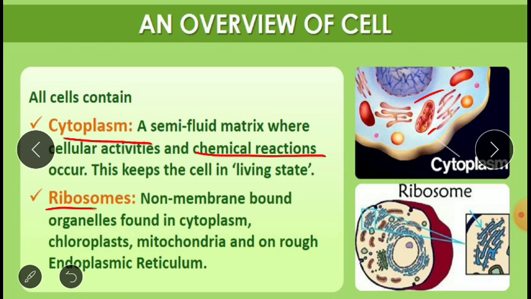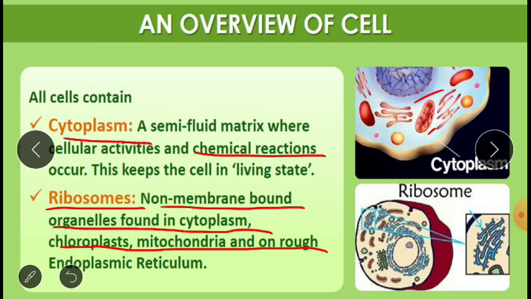Then come the ribosomes. Ribosomes are non-membrane bound organelles found in the cytoplasm. They don't have any external membrane over them, so they are known as non-membrane bound. They are found in the cytoplasm, chloroplast, mitochondria, and on the rough endoplasmic reticulum.